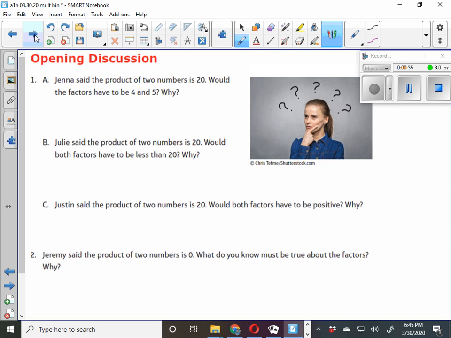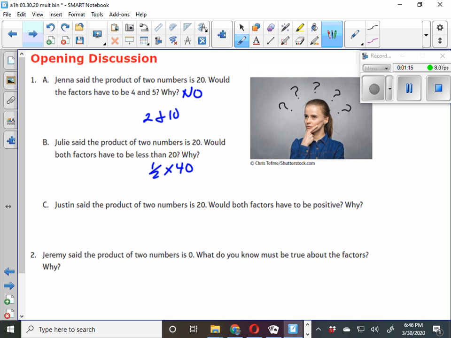Okay, so to start out with, Jenna said the product of two numbers is 20. Would the factors have to be 4 and 5? And the answer is no. It could have been 2 and 10 or some other ones, right? Then Julie said the product of two numbers is 20. Would both factors have to be less than 20? And why? Well, no, if you did 1/2 times 40, you'd get 20, and 40 is greater than 20.